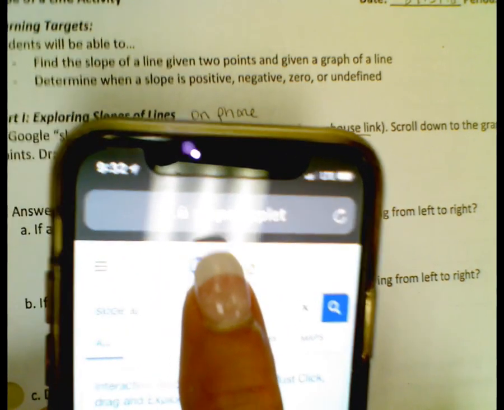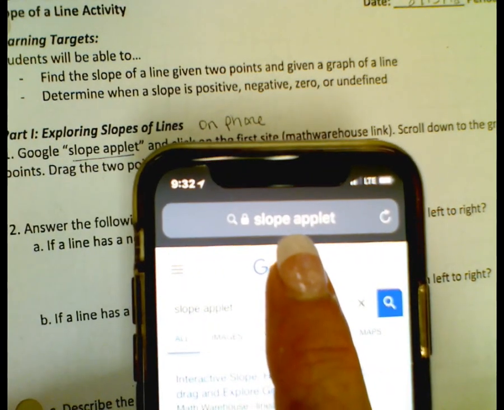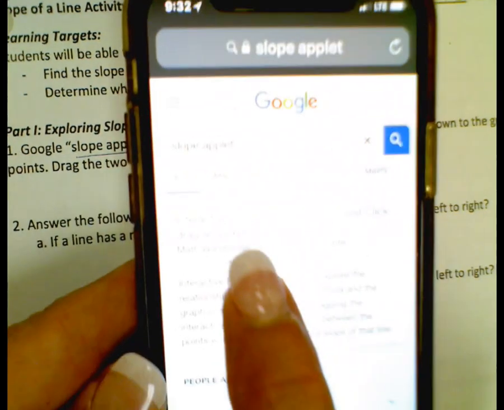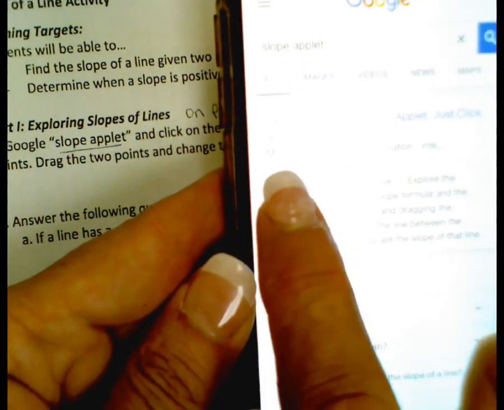So right here, I have Googled slope. Can you guys see that? Slope applet. You guys see that? And the very first one, you see the word Math Warehouse in green right underneath there.